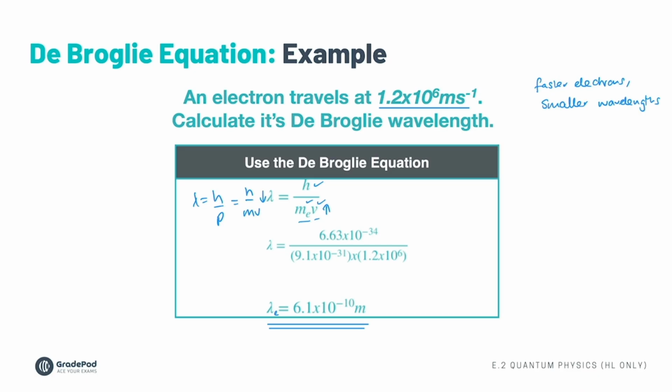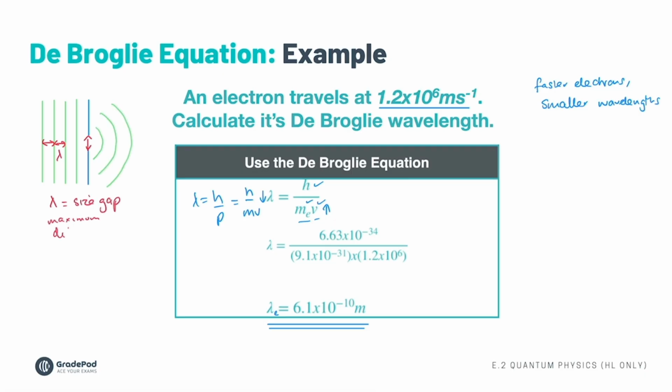I'd like to remind you of the basics of diffraction. That's the size of the gap. And these are the waves with a wavelength. And if the wavelength is equal to the size of the gap, we get maximum diffraction. So if we want an electron to diffract around a nucleus, we need to have the electron's wavelength roughly the same size as a nucleus.